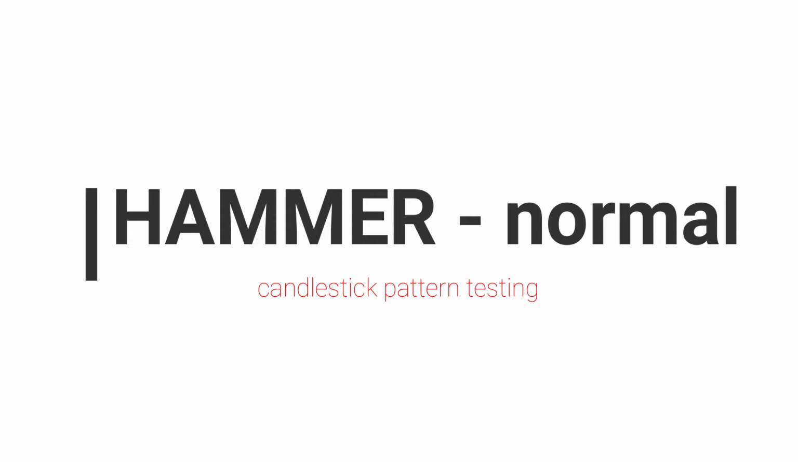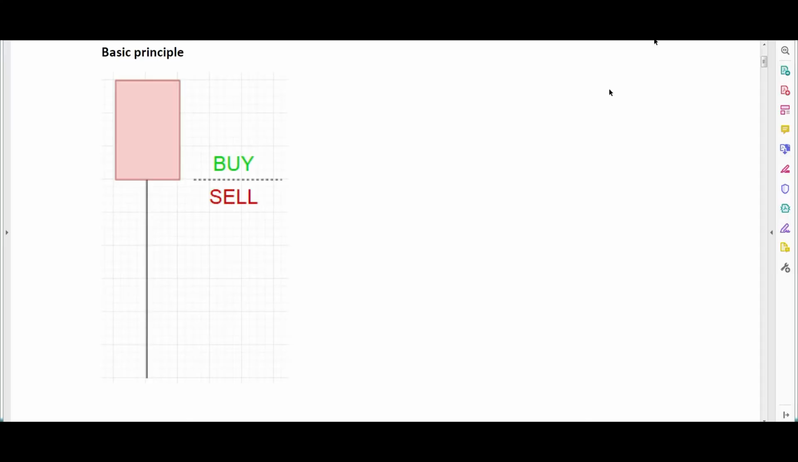Welcome to the next part of candlestick patterns testing. In this part I will show you another hammer with normal body. The general idea of hammer stays the same, regardless of the body, because the lower wick must always be longer than the body. The only difference between the short hammer and the normal one is the body.